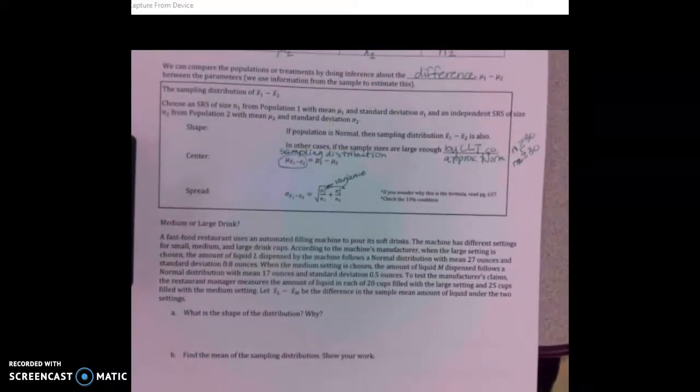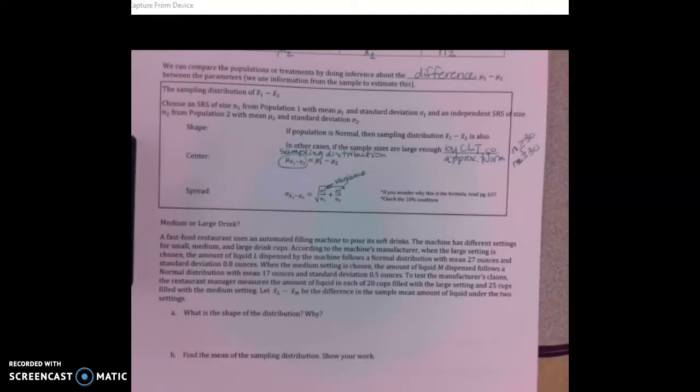Alright, so let's look at an example. Medium or large drink. A fast food restaurant uses an automated filling machine to pour soft drinks. The machine has different settings for small, medium, and large drinks. According to the machine's manufacturer, when the large setting is chosen, the amount of liquid L dispensed from the machine follows a normal distribution with mean 27 and standard deviation of 0.8.